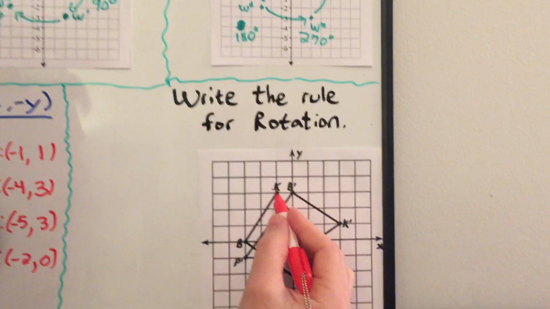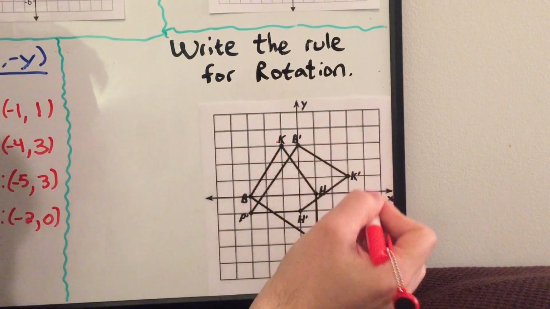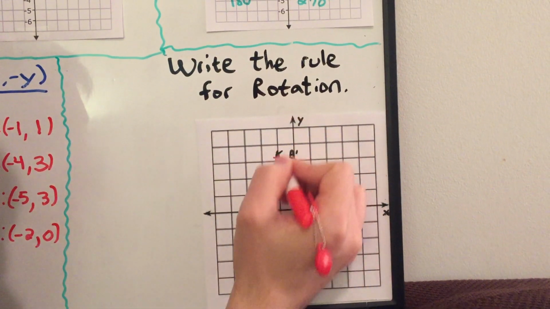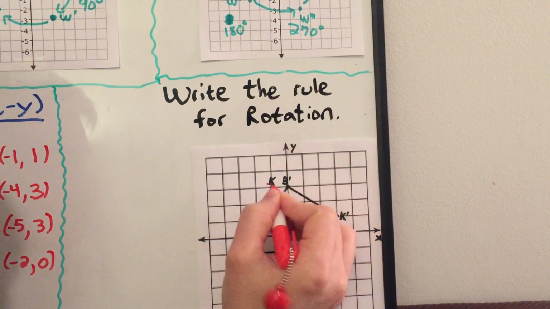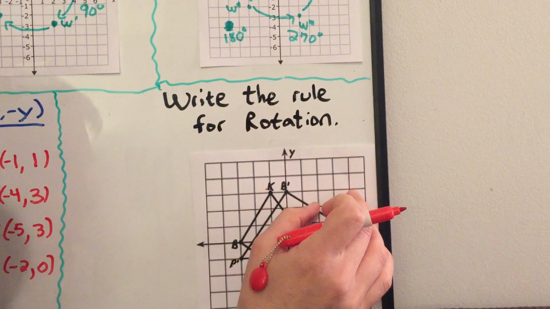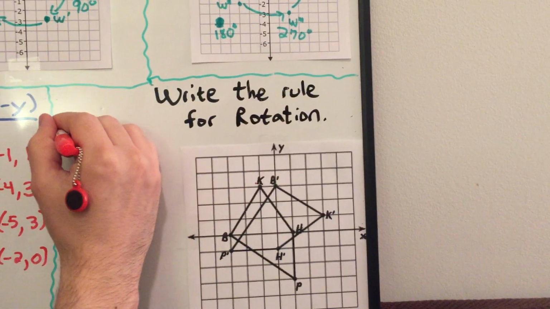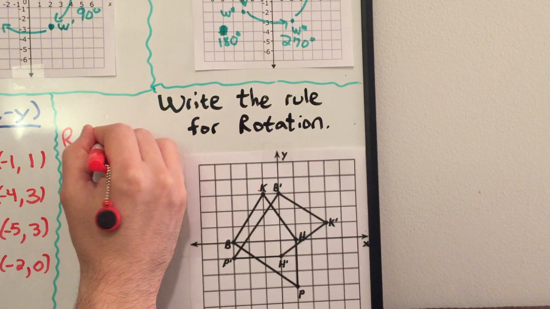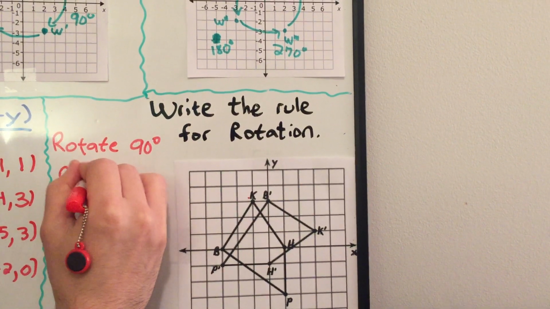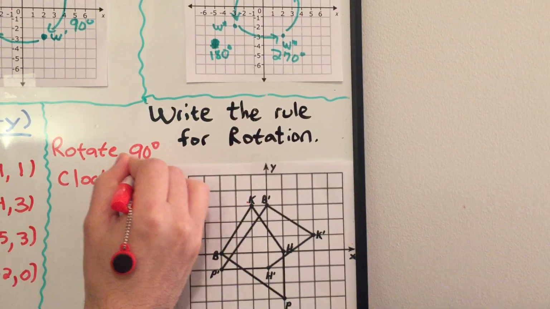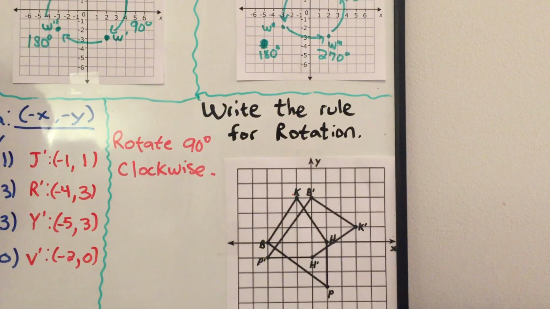And I'm going to see how many quadrants K prime moves away if I go clockwise. So I'm going to choose to go clockwise. And it looks like one quadrant away. K prime is, here's K. K prime moves to this quadrant, which is one quadrant away. So that looks like I'm going to rotate 90 degrees clockwise.